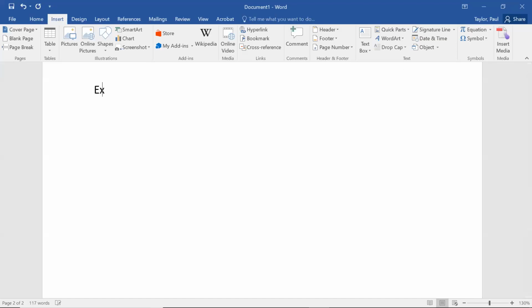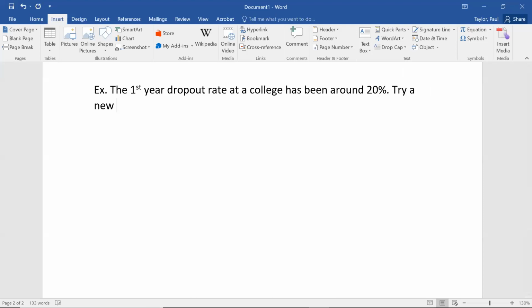All right, third example. The first year student dropout rate at a particular college, some college, has historically been around 20%. Of course, we would like everyone who comes to college to be able to stick it out and succeed and graduate. So we're going to try a new retention program to help those students stick around and succeed.